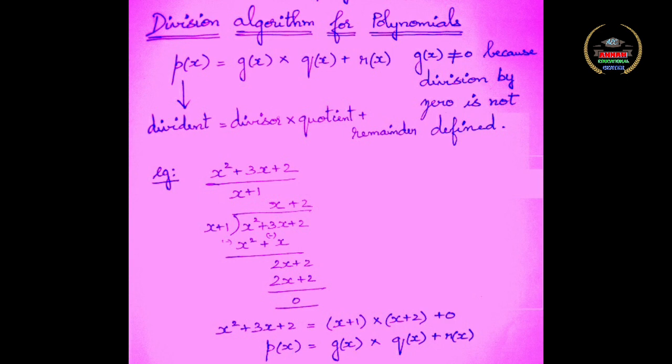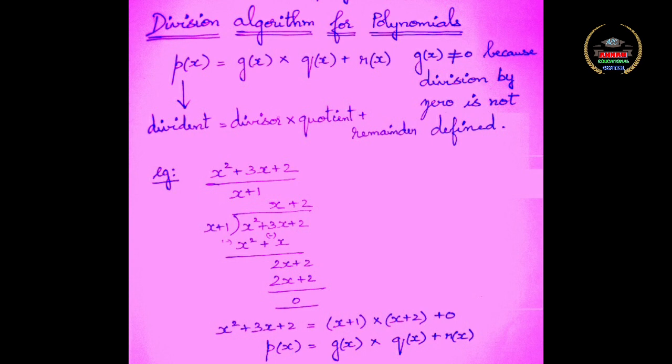All this division you have learned in class 9. Now finally you can see that your quotient is x plus 2 and your remainder is 0. Now the given polynomial x squared plus 3x plus 2 can be written as x plus 1 into x plus 2 plus 0, where x squared plus 3x plus 2 is your p of x, x plus 1 is your g of x, x plus 2 is your q of x, and 0 is your r of x.